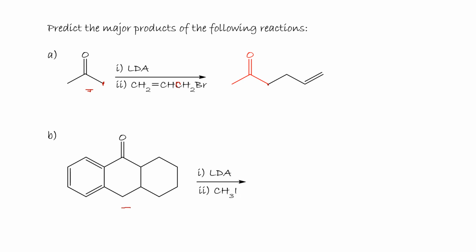For this molecule, again LDA and methyl iodide. We have only one alpha proton, right? Here we don't have any proton. So the only hydrogen will be this one. Deprotonation will form the enolate. Then you add methyl iodide, and you get the methyl on this carbon.